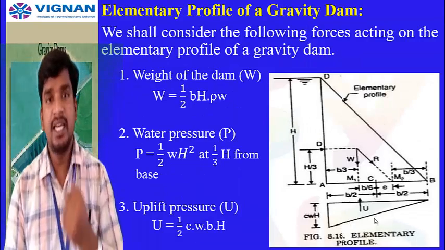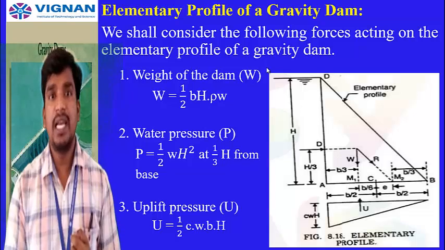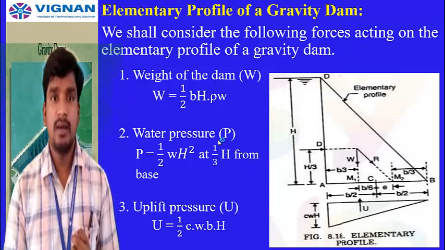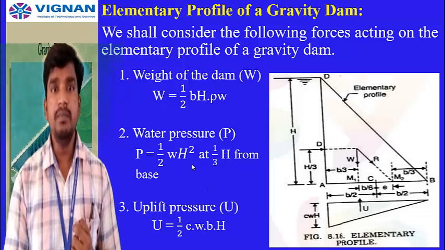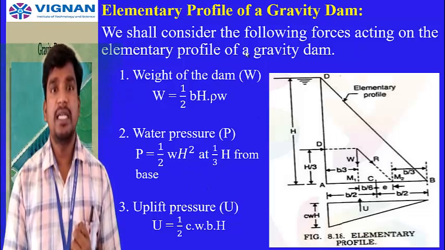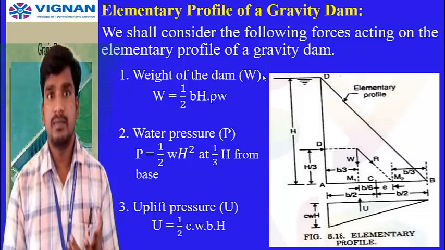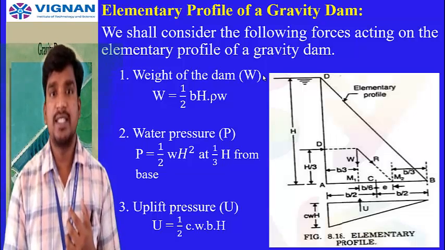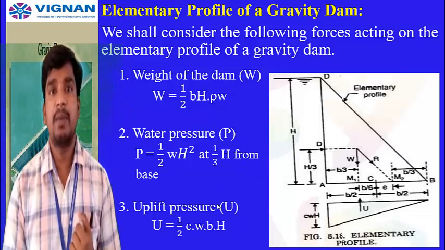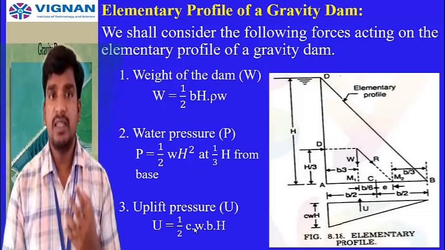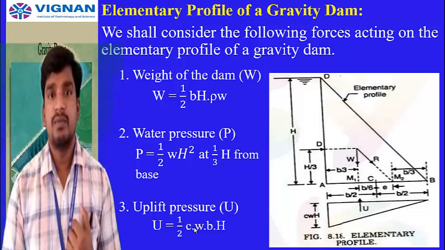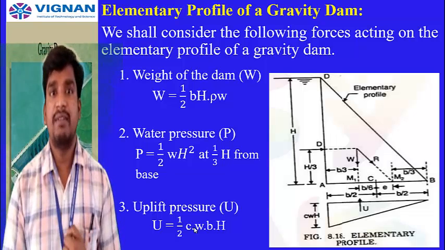In this slide, you can see the elementary profile of a gravity dam. In this particular profile, we shall consider the following three forces. There are only three forces acting on the elementary profile: the weight of the dam, the second one is water pressure, and the third one is uplift pressure. These are the three forces which we need to consider, acting on the elementary profile of a gravity dam.